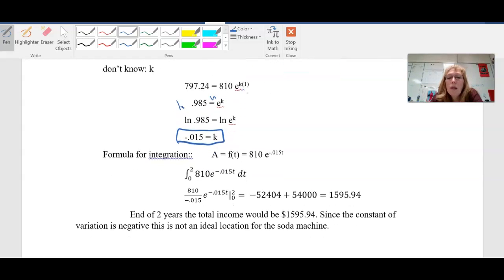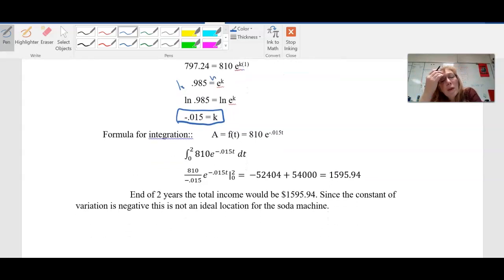But now let's see how much money we're going to make. So from 0 to 2, for the first 2 years, that's where that came from. Our formula is 810 e to the negative 0.015 t, that's our constant of variation we found in our initial. We're going to do our first derivative, so we divide by that negative 0.015 from 0 to t. So in the first 2 years, I'm going to make $1,595.94. Alright, when you're thinking about that, it's not bad, but you could probably find a better location since we have a constant of variation that is negative. It's not a good sign.